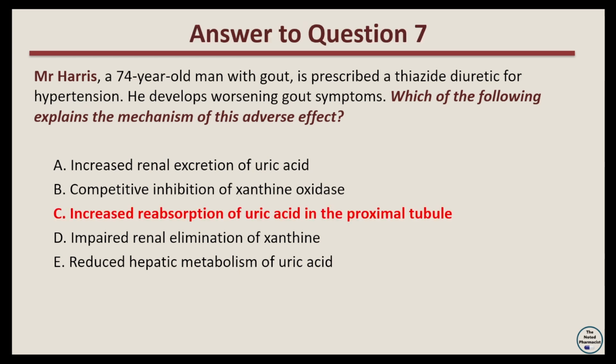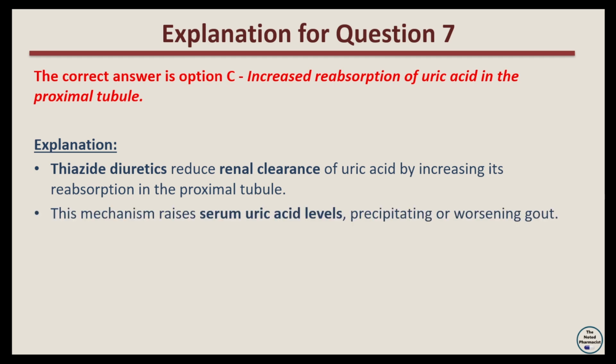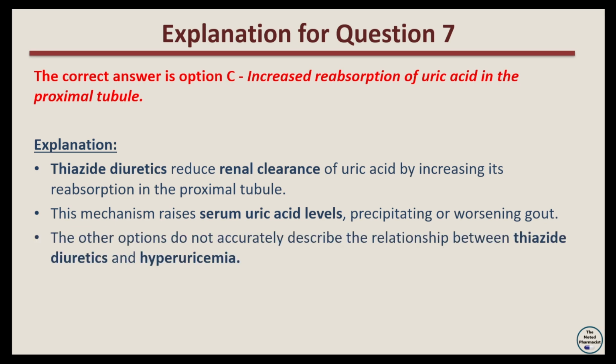The correct answer is option C. Increased reabsorption of uric acid in the proximal tubule. The explanation is that thiazide diuretics reduce renal clearance of uric acid by increasing its reabsorption in the proximal tubule. This mechanism raises serum uric acid levels, precipitating or worsening gout. The other options do not accurately describe the relationship between thiazide diuretics and hyperuricemia.